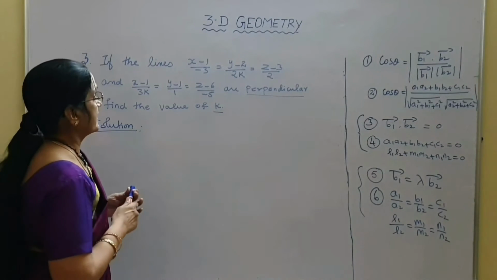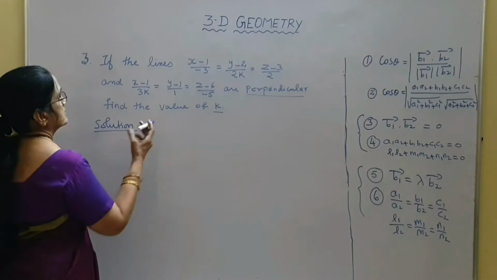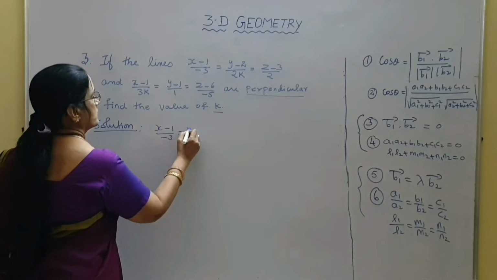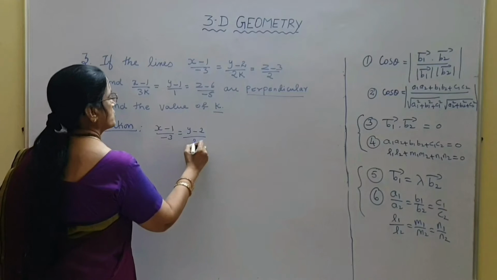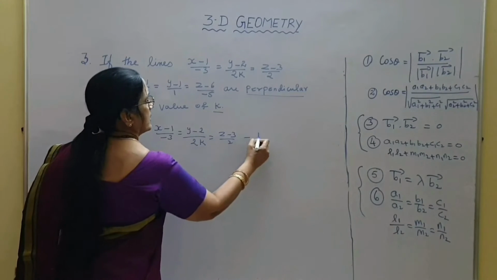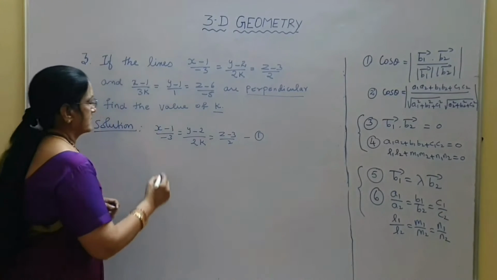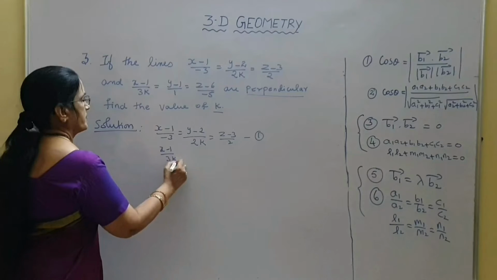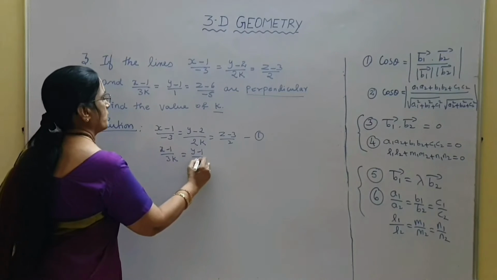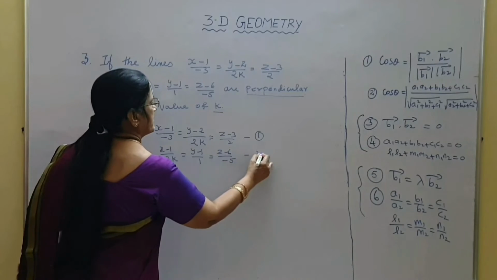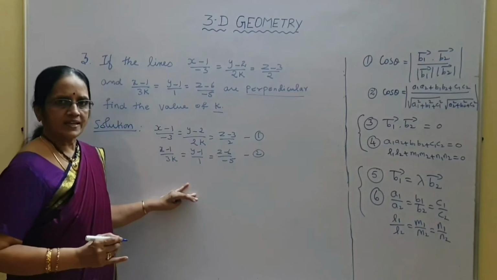First, let us write the equations. (x − 1)/(−3) = (y − 2)/(2k) = (z − 3)/2. Let us name this as the first equation. Then (x − 1)/(3k) = (y − 1)/1 = (z − 6)/(−5). Let it be the second equation of the line.